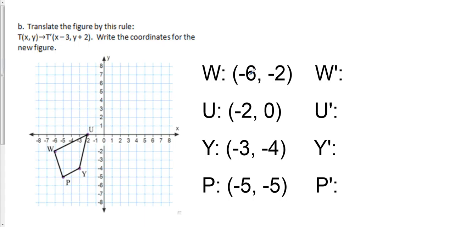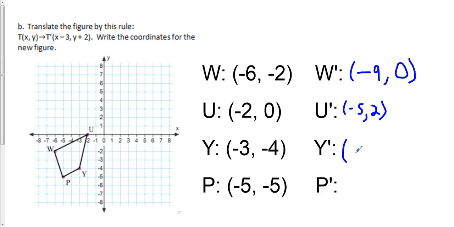So if we take negative 6 and we subtract 3, we'd be at negative 9 for our x value. If we took negative 2 and we added 2, we'd be at 0. So we're just using this rule. T of x, y becomes T prime of x minus 3, y plus 2. You literally just subtract 3 from your x value, add 2 to your y value. So subtracting 3 from negative 2, we'd get negative 5. Adding 2 to our 0 here, we would get 2.